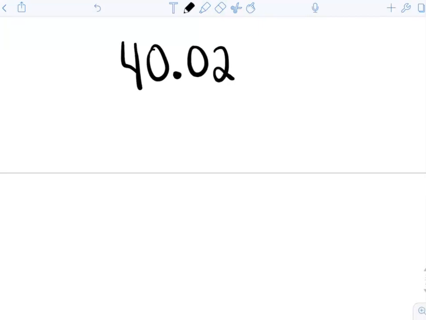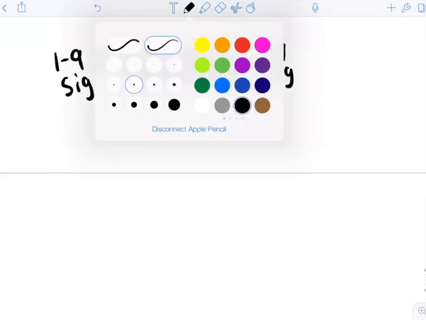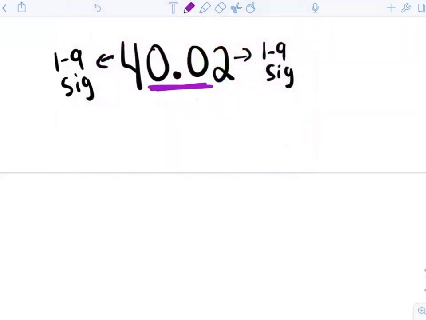And then briefly, I want to show you that even if I moved the decimal and I had this number instead, we still have our 1 through 9s, and then our zeros, they're still sandwiched in between those 1 through 9 numbers. Doesn't matter where the decimal's at, as long as your zeros have a 1 through 9 number on the right and a 1 through 9 number on the left.